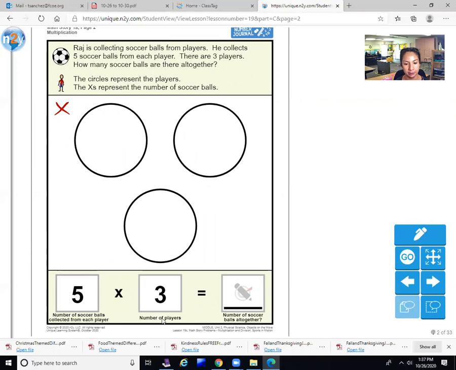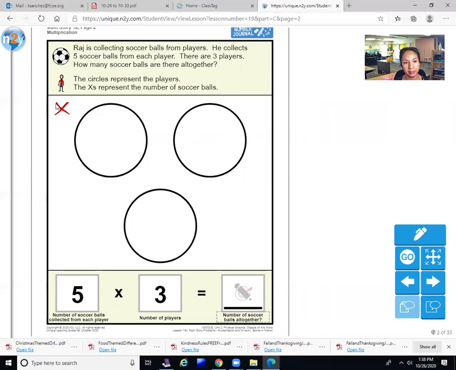And how many players? Number of players. That's the circle. 1, 2, 3. 3 equals, so 5 times 3 equals. And that will give us the number of soccer balls altogether, the number of soccer balls all 3 players have. So each player has 5 soccer balls.